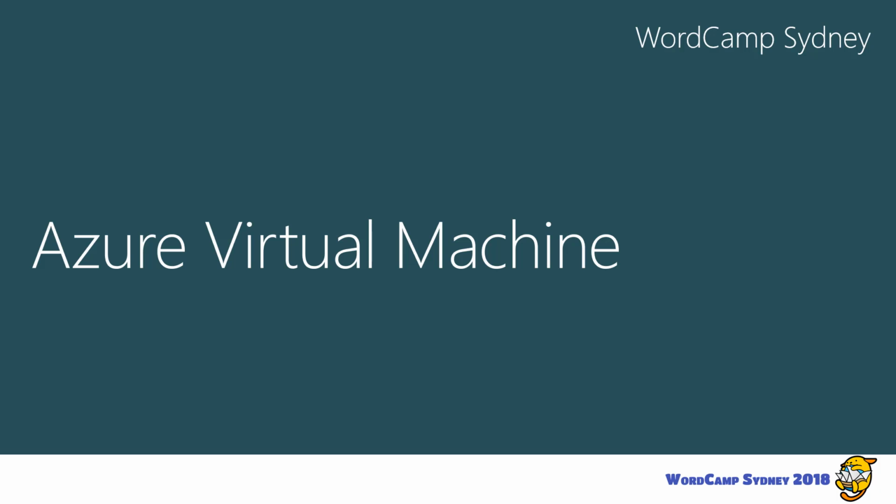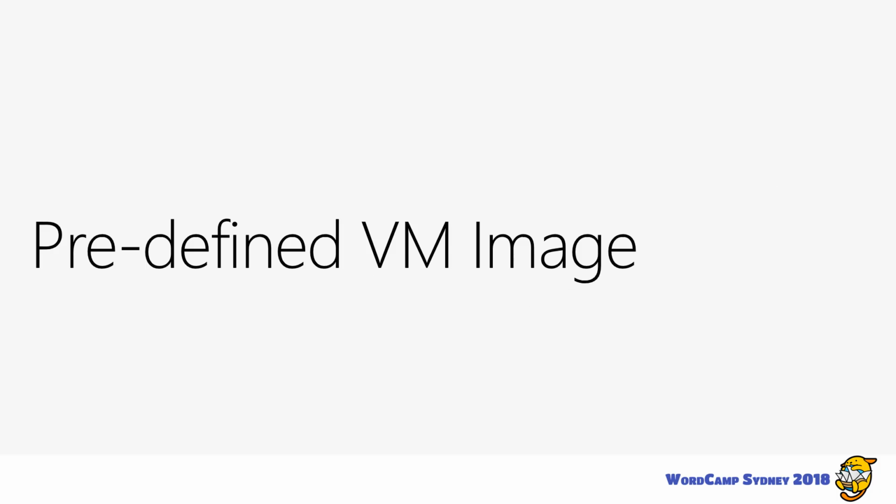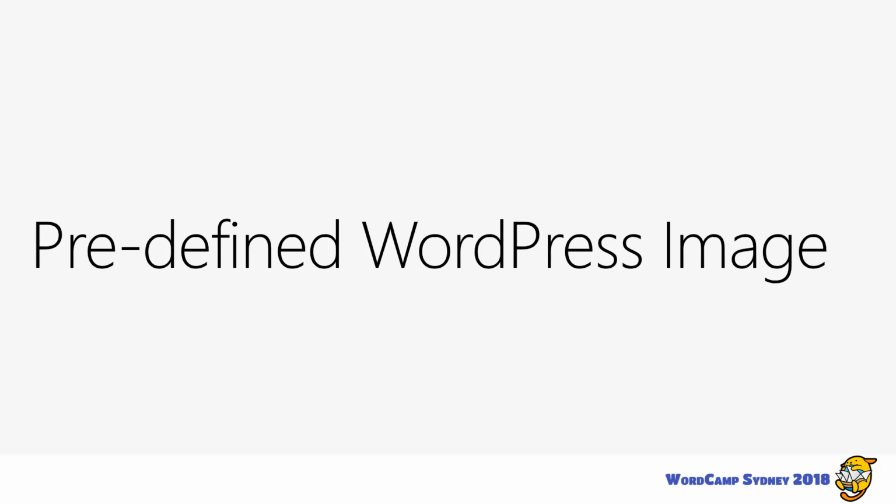Now, think about the virtual machine approach, which is referred to as IaaS. In order to use a virtual machine, we need to have a virtual machine image. Microsoft provides predefined virtual machine images, which can be Windows or Linux, and even within Linux, we can choose Ubuntu or SUSE or CentOS, whatever. Or they even have a predefined WordPress image running on top of a Linux box.